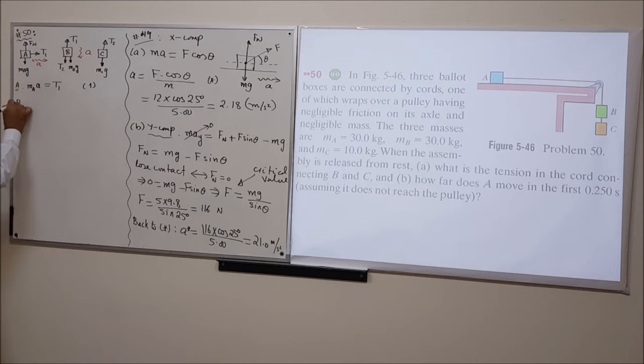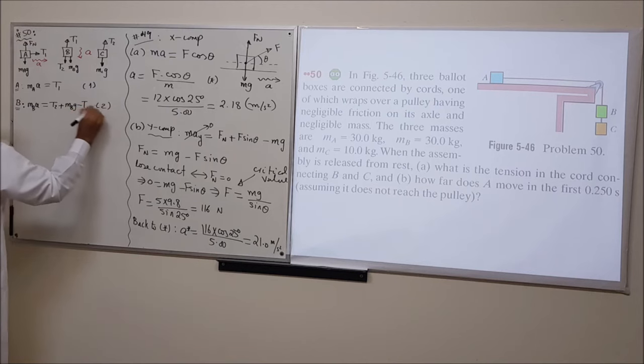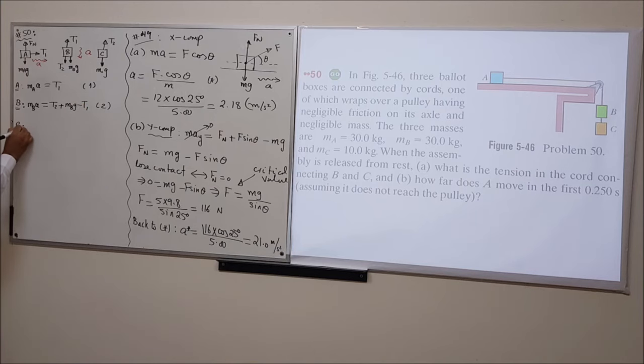For B, what do we have? We have mB times A. I will take this direction to be the positive direction. mB times A is equal to T2 plus mBg minus T1. And for C, again taking the direction of the acceleration to be positive, this is mC times A is equal to mCg minus T2. And this is our equation number 3.